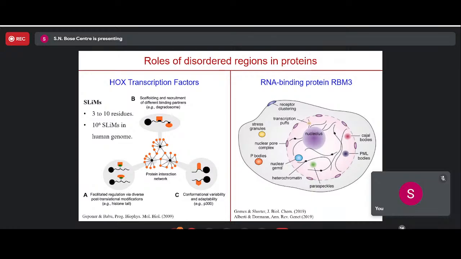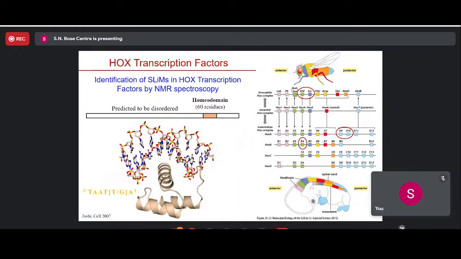Okay, so I'll talk mostly about this part of the talk. To look at these short linear motifs, we started working with transcription factors, and a particular family of transcription factors called the Hox transcription factors. A lot of work has been done in Drosophila. In Drosophila, there are 8 proteins in the family, and in our case, there are 39 Hox proteins.